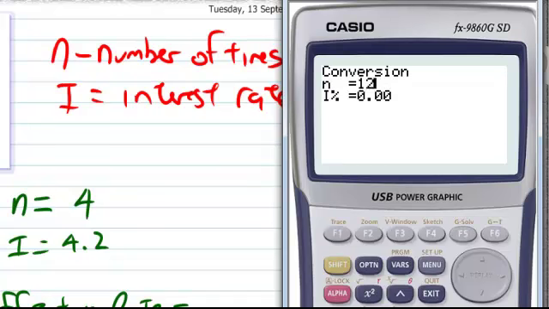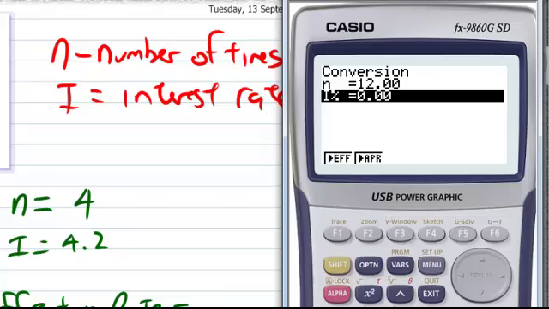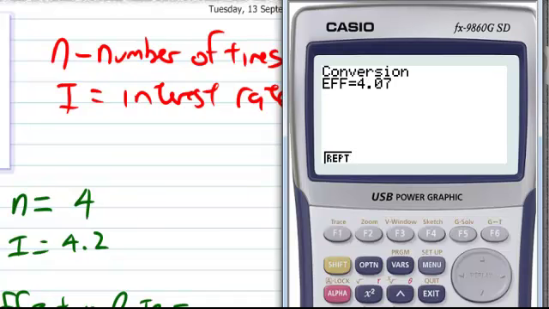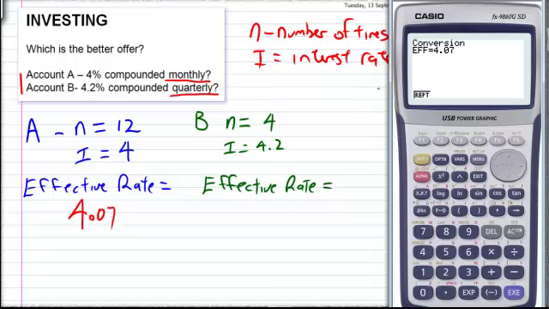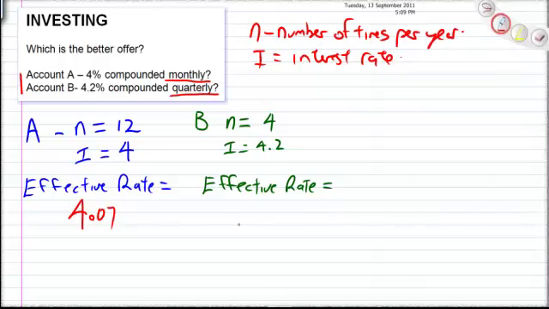We've got an N of 12 because it compounds monthly, and our I is 4. And all you do is you come down and push F1 for effective rate of interest, and it converts it to 4.07. So the calculator has done that for us. It's taken in the N as 12 and I as 4, gives us 4.07. Let's repeat it for the other side. N is now quarterly, so N will become 4. And then your I is 4.2. And then we want to convert it to an effective rate of interest, F1, and it's 4.27%.